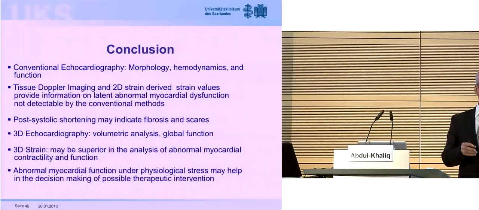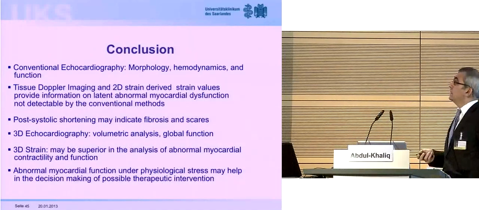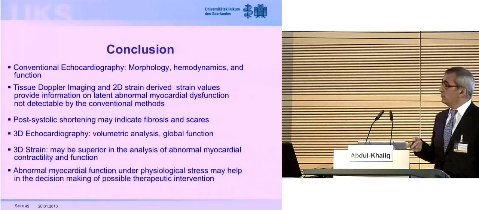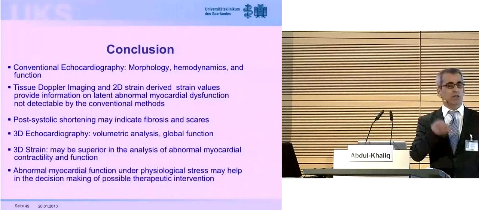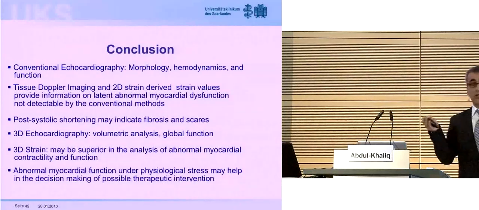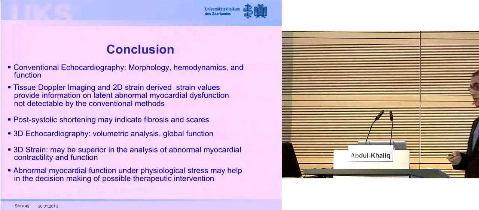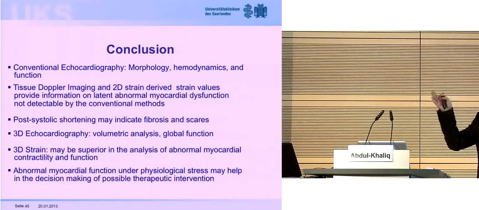Maybe pediatric patients still have more capabilities to adapt and to remodel. And for 3D echo, we have to evaluate these methods in more studies. And abnormal myocardial function and stress testing should be done in our patients. We sometimes have a maximum gradient of 50, and according to the guidelines there is no need for intervention. But if you put these patients on exercise testing, you sometimes have an increase of the mean gradient to 50 or 60 millimeters of mercury.